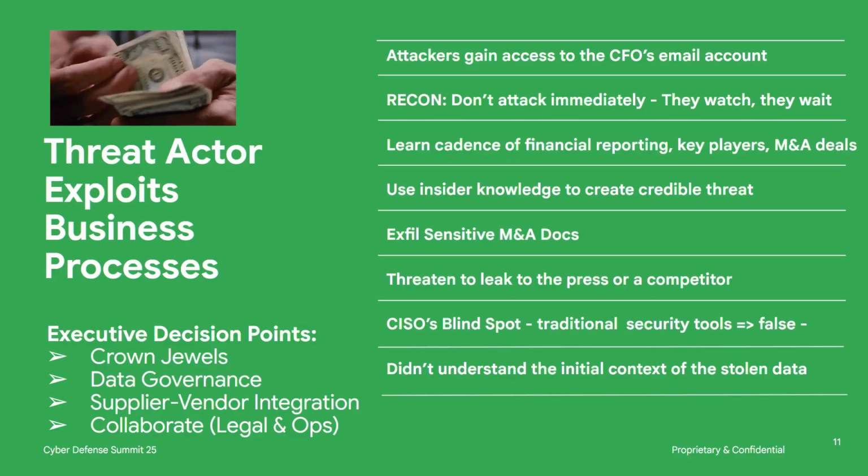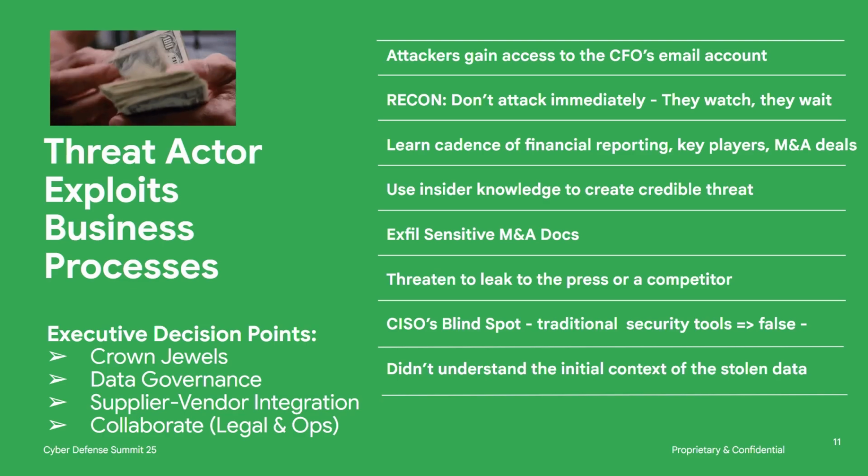So in this particular case, hypothetical case, the actor gains access to the CFO's email account. It could be someone in procurement, it could be someone in finance. They do recon, they sit, they wait. They try to figure out who are the important parts, what are the pre-decisional items that the threat actor could potentially weaponize, right? What type of information does the CFO or the CFO's team have access to that they could exploit? They also learn the cadence of financial reporting. Let's say, for example, maybe a merger and acquisition is ongoing, right? So the threat actor can take that information.